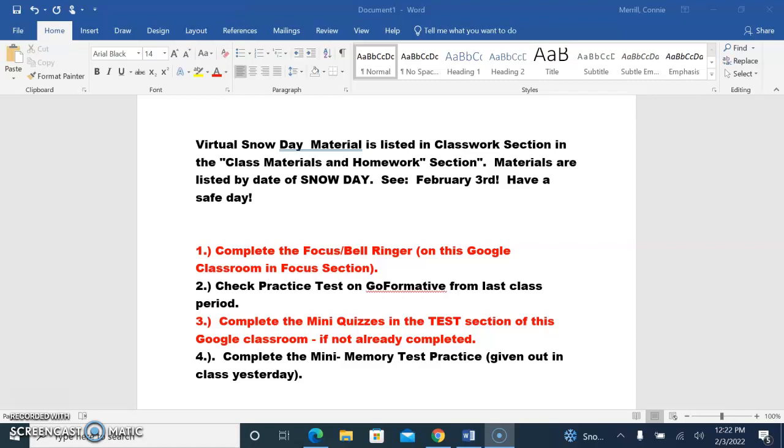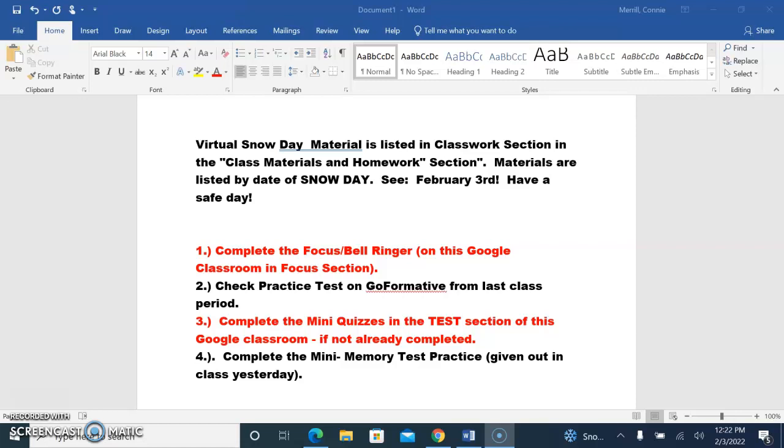Hope you're being safe. Just wanted to remind you what you need to do for today, February the 3rd, in geometry. So if you take a look at the screen, I need you to, number one, complete the focus bell ringer, which is on this Google Classroom site. Please put that on your own paper and make sure you show all work.